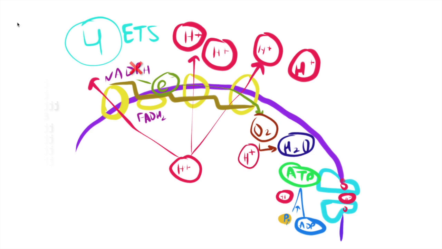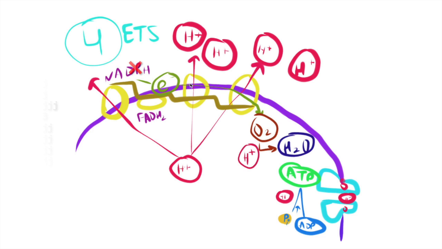So NADH is going to go to the top, the first complex, and it's going to drop its electron off onto the electron transport chain. Then the electron is going to go down to the next step, and the next step, and the next step, in a series of redox reactions. Remember that reduction is gaining an electron, and oxidation is losing.